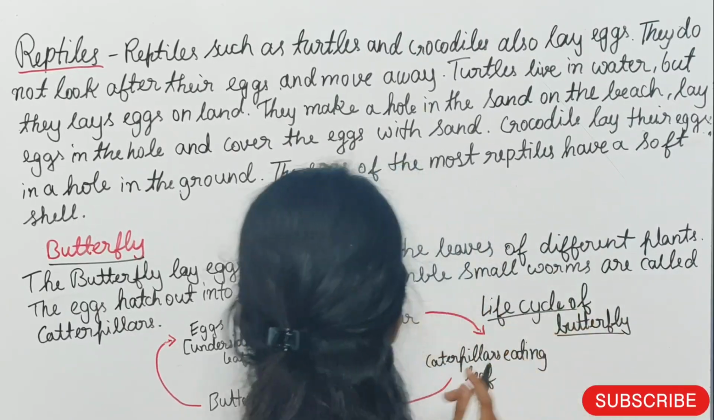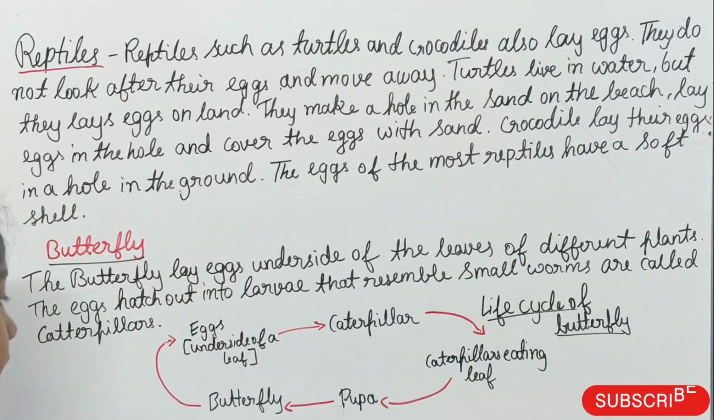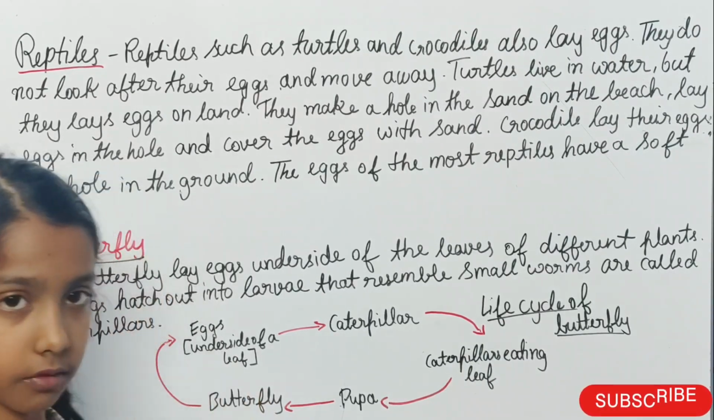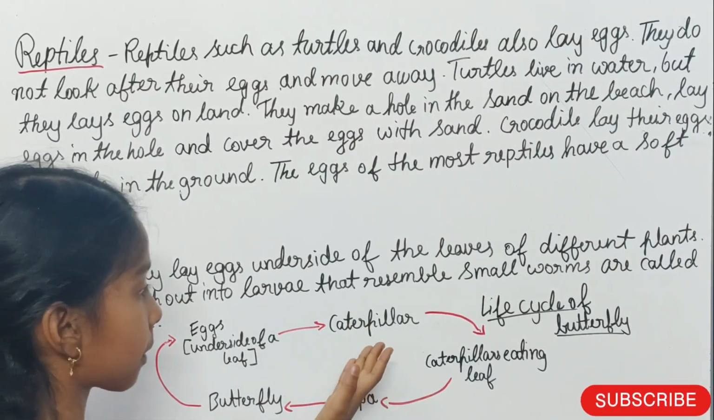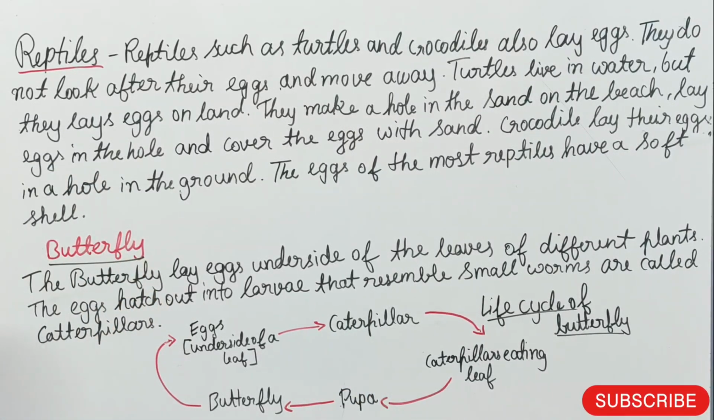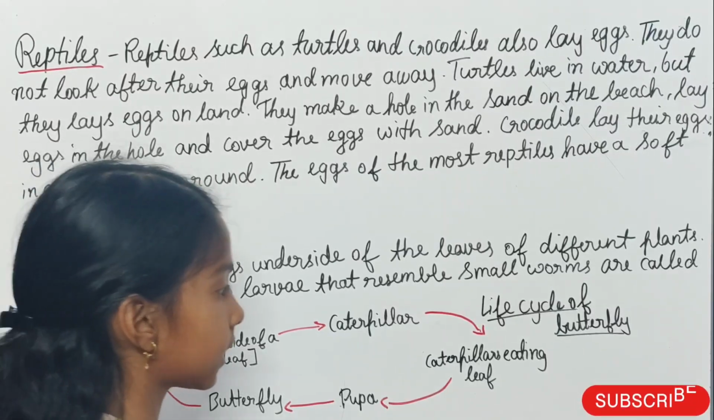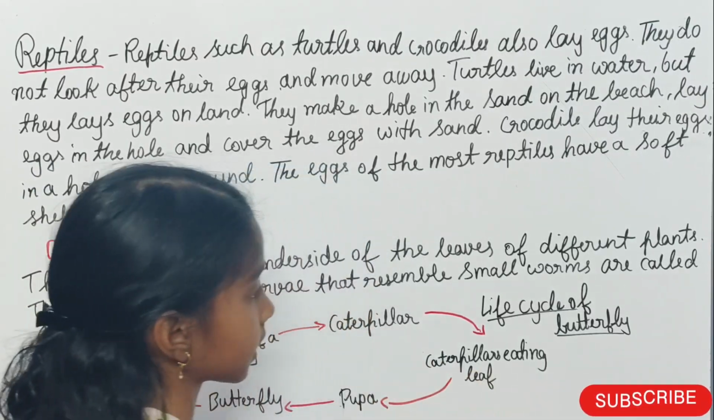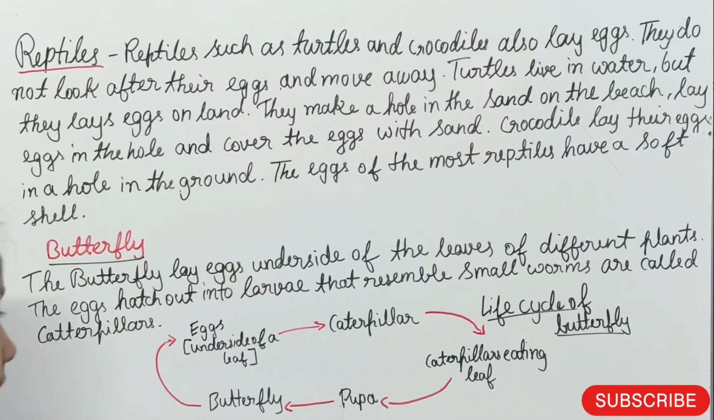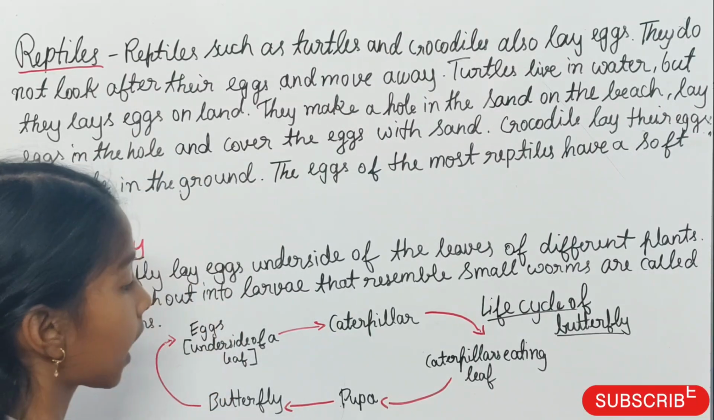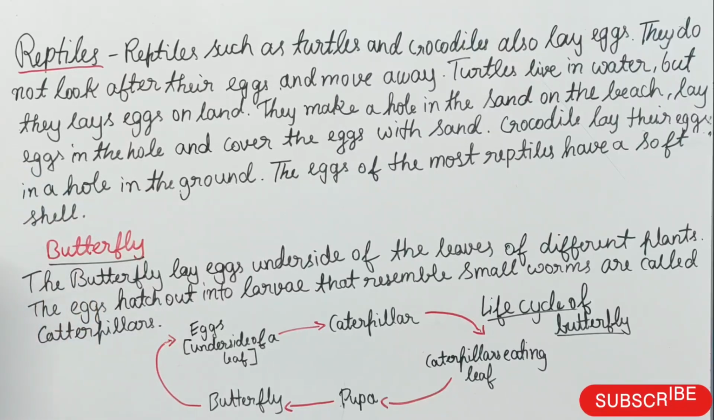So see, this is the life cycle of a butterfly. First, an adult butterfly will be there. On the underside of a leaf, they lay eggs, and from those eggs, the caterpillar, a small worm called a caterpillar, hatches out, and then the caterpillars start to eat leaves. Okay, and after eating leaves, it forms a pupa. Okay, first it forms a cocoon. The cocoon is called a pupa.